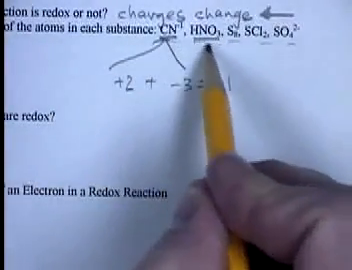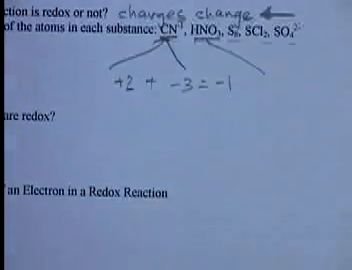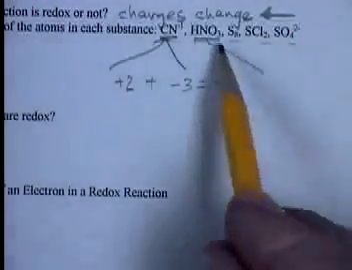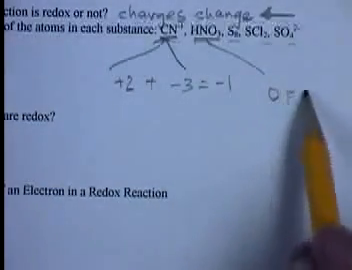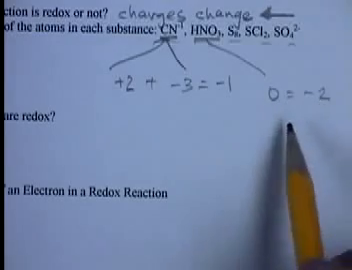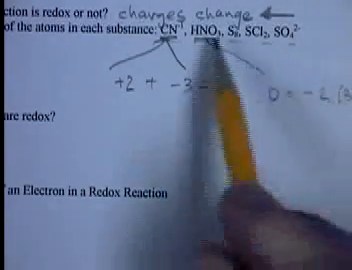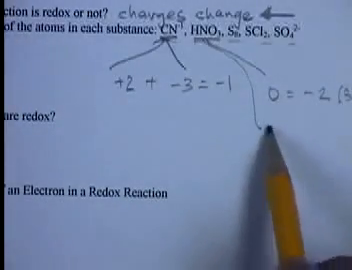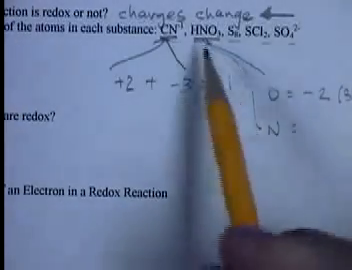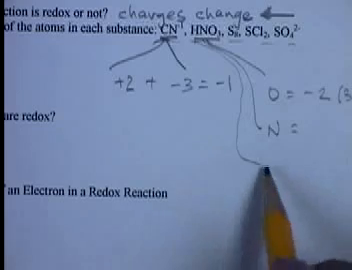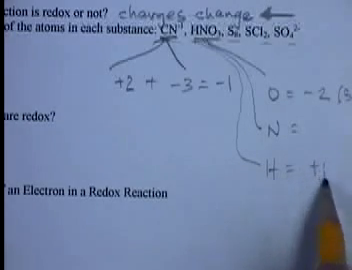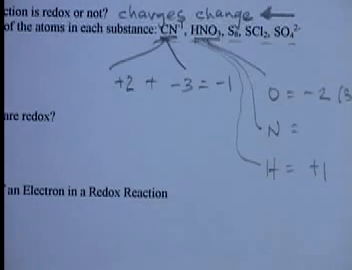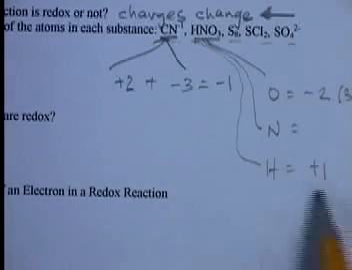Let's take a look at HNO3 and what each thing would be in HNO3. Oxygen, we generally know, has a charge of -2. There are 3 of them in this compound, or in this molecular formula. Nitrogen, we might not know its charge for sure. Hydrogen generally has a charge of +1 with nonmetals, and there's 1 of them in the compound.